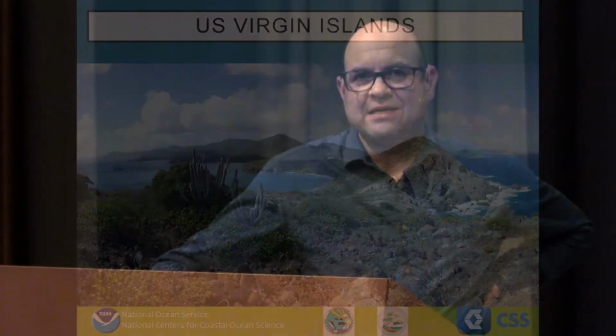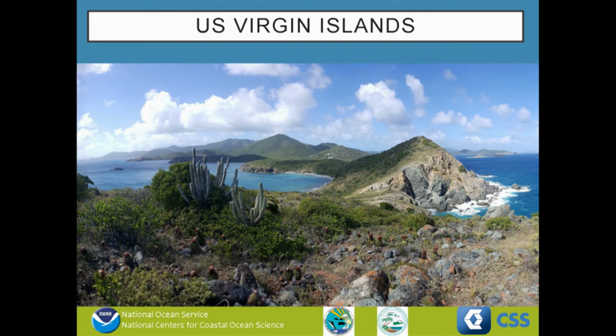The US Virgin Islands are one of the coral reef jurisdictions within the United States. They're just east of Puerto Rico, and the main islands are St. Thomas, St. John, and St. Croix, which are geographically separated. So the tool we made essentially was two tools, one for St. Thomas and St. John and another for St. Croix.